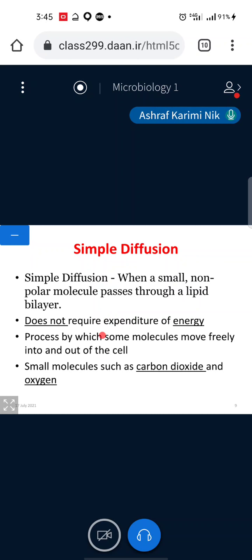It's for some molecules, carbon dioxide and oxygen. These materials are non-polar. Yes.